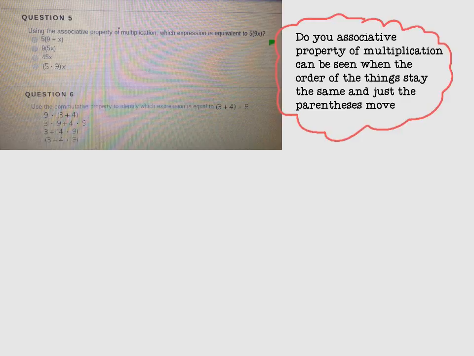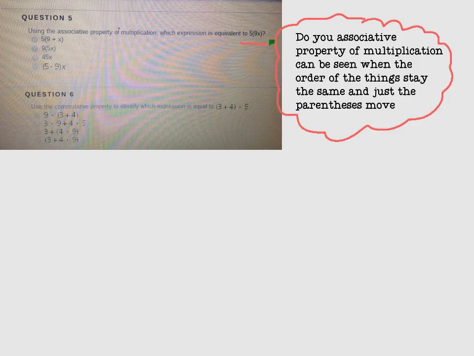The second one might be it. Let's look at the second one. It says 9(5x). That's not right because the original said 5(9x), so that has to stay the same. The next one says 45x, that's not right. And the last one says (5·9)x. It kept everything in the same exact order, the 5 first, the 9 second, and the x last. The only thing that changed is the parentheses.